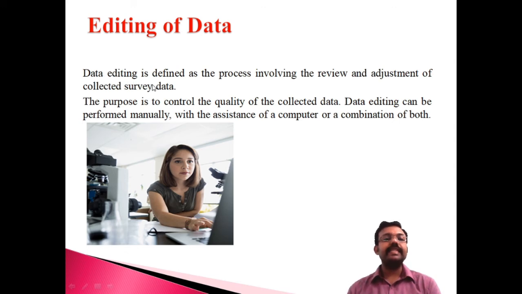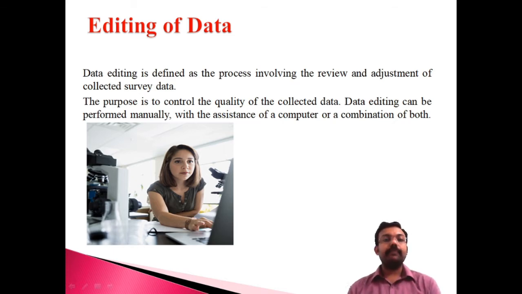Data editing is defined as a process involving the review and adjustment of the collected survey data. Its purpose is to control the quality of the collected data. Data editing can be performed manually, with the assistance of a computer, or with a combination of both. So we can perform data editing with the help of computers or otherwise manually.